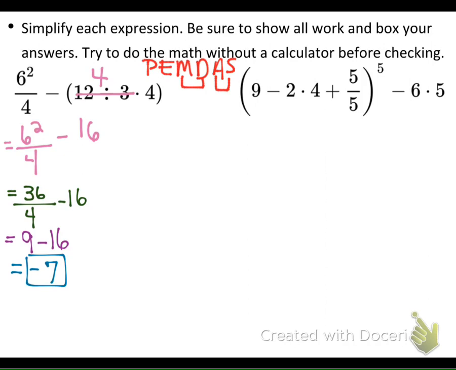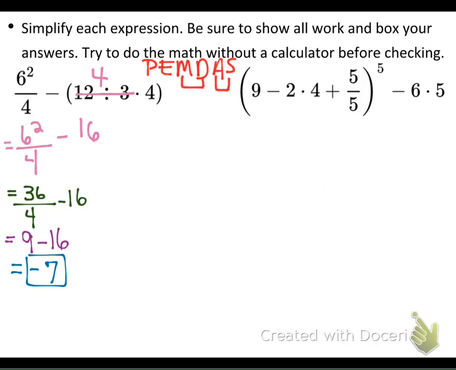Okay, so again, lots of numbers. Automatically, you guys are probably like, I'm not going to try it. Or I'm just going to try to type it in my calculator all at once and hope it gives me the answer. Don't do that. Try to solve it. So, first step, we start with P, which is parentheses.